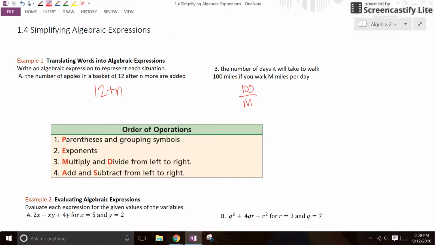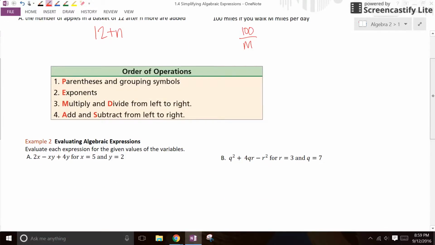Some of you may know it as PEMDAS. Some of you may know it as GEMDAS. It doesn't really matter as long as you understand that parentheses and grouping symbols are done first. That's important because, like in fractions, numerators and denominators have to be done first or separately. So you do the parentheses first, anything inside them. Then you look for exponents. Now here's the big one. Multiplication and division go at the same time, left to right. So if division comes first, you actually do the division first. It's not multiplication first, it's multiplication and division at the same time, left to right. Same with addition and subtraction.